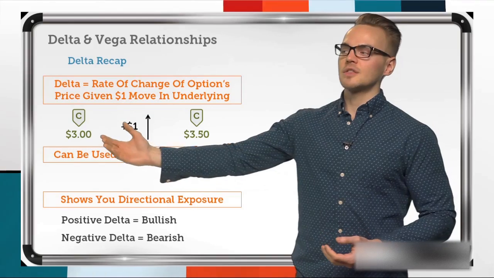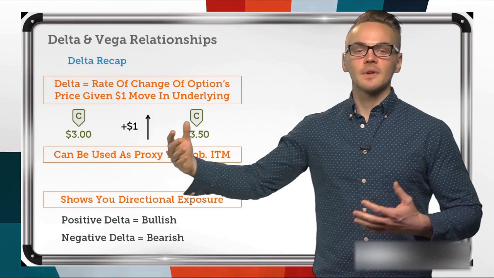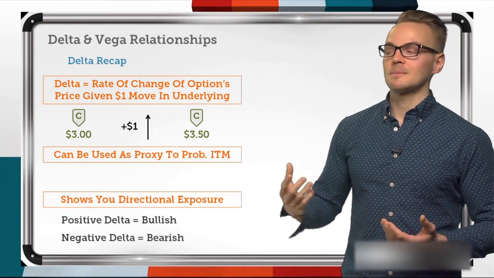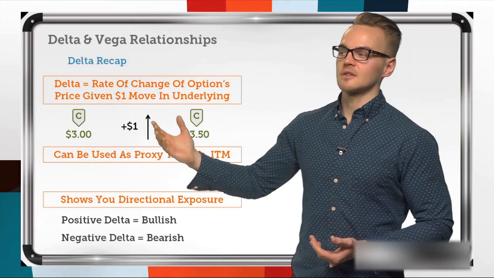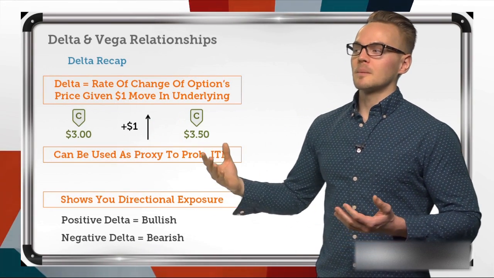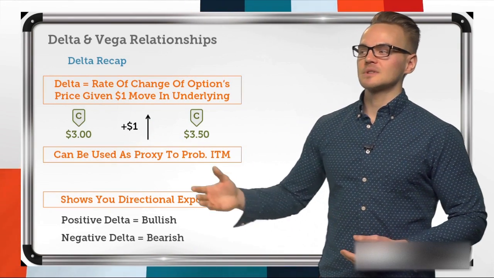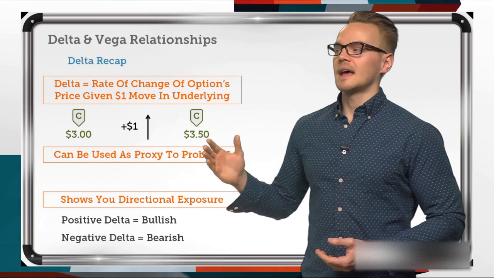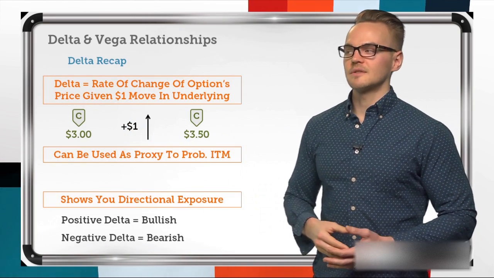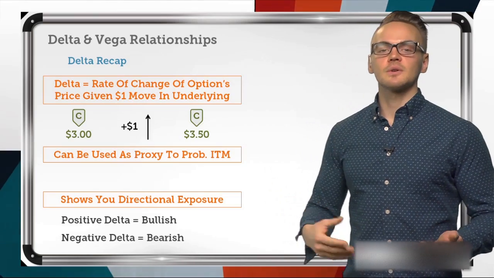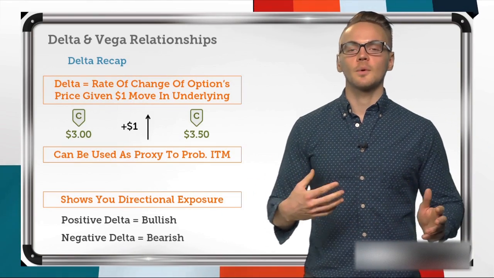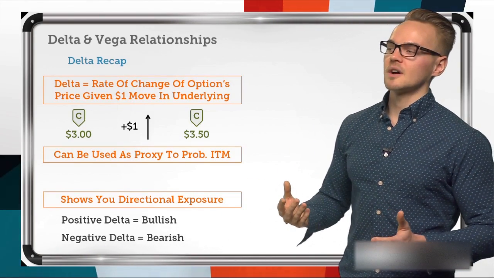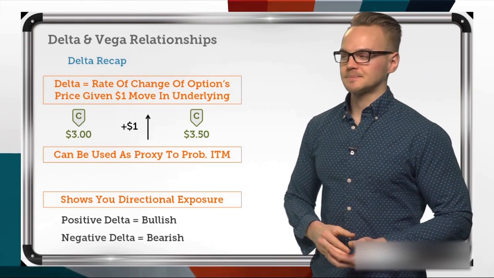Now, this is a good thing for option buyers. So being positive delta, if I'm long this call, is great if the underlying does increase. But when we're looking at it from the flip side, if I was short the call that was worth $3 and it increased to $3.50, that would be a bad thing. So it's really going to depend on whether we're long or short the option and what we want the underlying to do with that assumption.